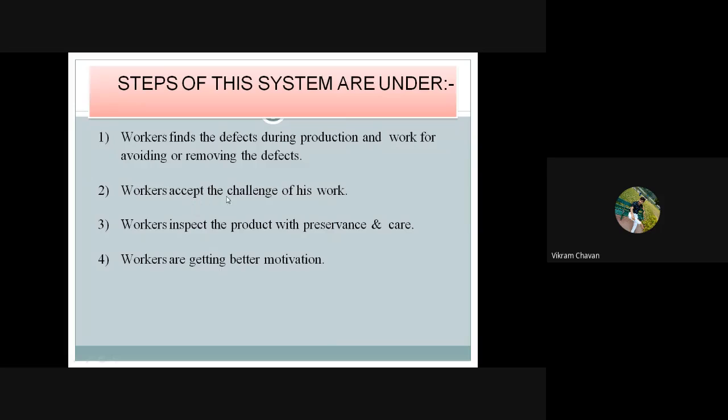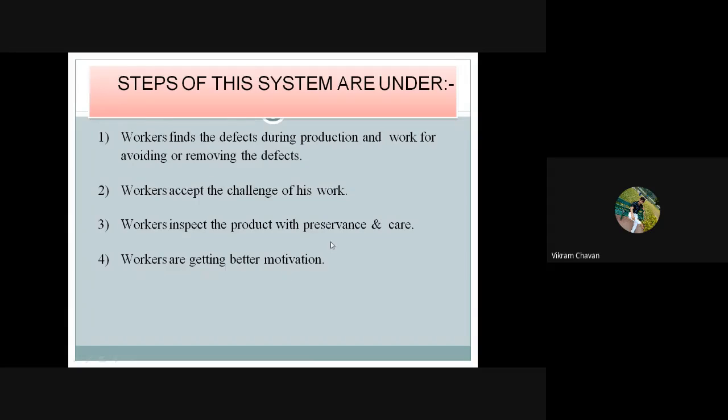Then the worker accepts the challenge of his work. This is a kind of challenge for the worker to achieve zero defect, and it should be accepted by the workers only. So workers inspect the product with perseverance and care. All the required checkups or observation will be performed by the worker only, that is the inspection. Inspection will be done by the worker, and the worker will take the utmost care to produce that component with high quality.